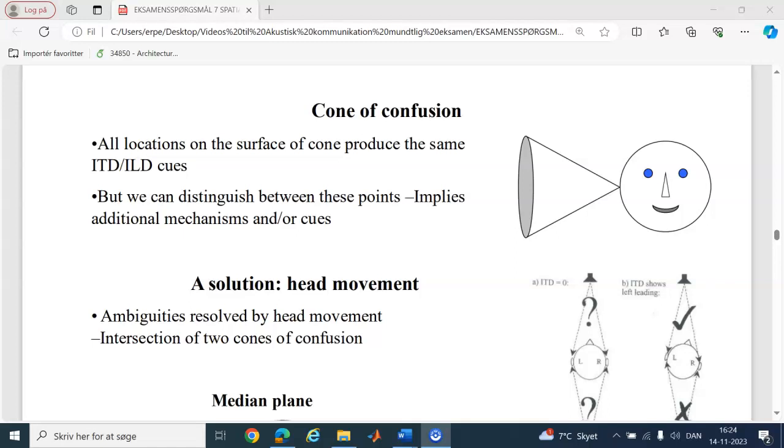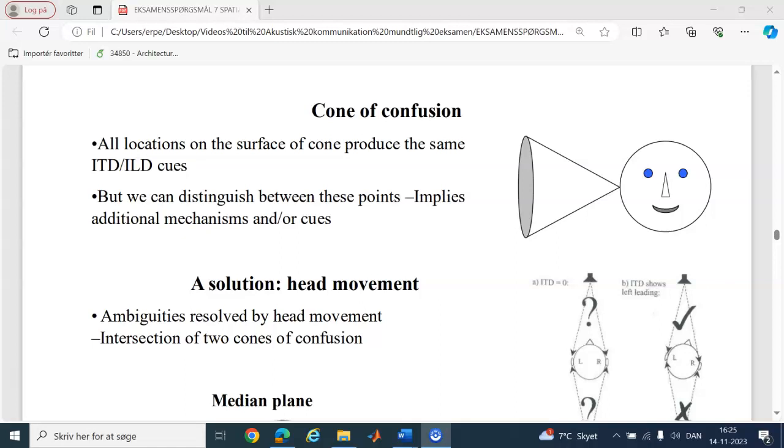Cone of confusion. All locations on the surface of a cone would produce the same ITD-ILD cues. But can we distinguish between these points? That implies additional mechanisms and/or cues. A solution: head movement. If the source is in front of you, the ITD is 0.